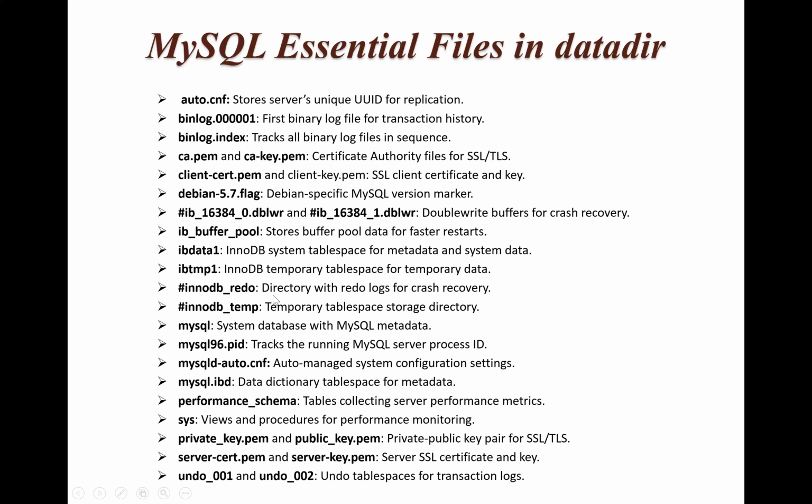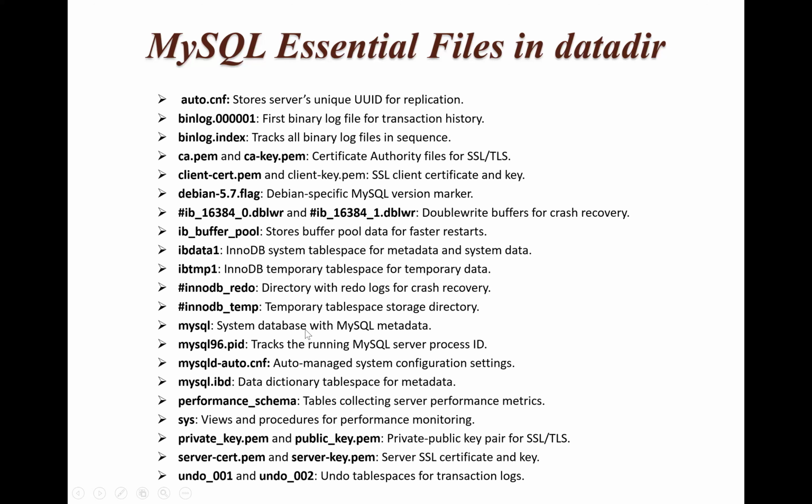InnoDB redo is a directory for redo logs. Earlier we had a group of two files, InnoDB log file 0 and InnoDB log file 1. Now it is a group of redo log files under the InnoDB redo directory. This is for crash recovery, and it holds the current transactions. InnoDB temp is the temporary tablespace directory for InnoDB tables, used when sorting happens.